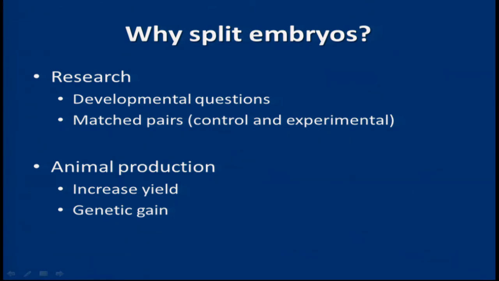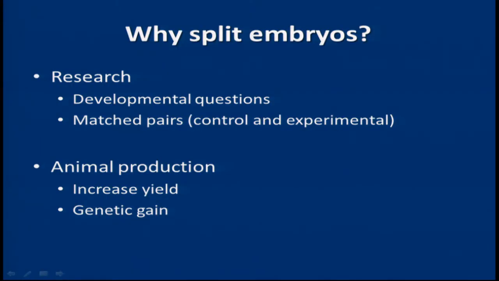So you might say, why split embryos? In this case, I'm talking about domestic animal embryos, cattle, sheep, goats. One could be developmental questions, or also for research for making matched pairs, so you can have a control and an experimental, which would be really great. But the driving force has really been animal production, because you can imagine working with sheep, cattle, goats. It's expensive, and so you need significant money to do this. And this is driven by the commercial genetic companies.